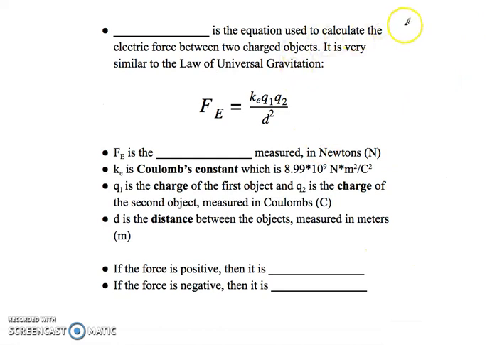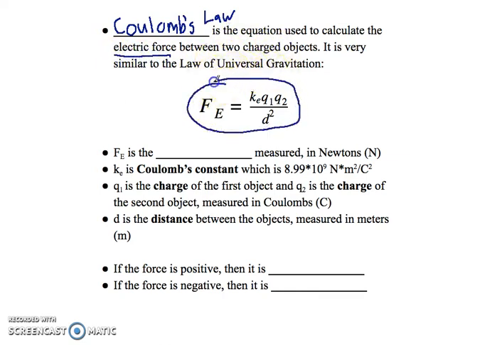Here we go. Just like we had Newton's law of gravitation for gravitational fields, we have another law for electric forces that are a result of an electric field. We're going to call that Coulomb's law. Coulomb's law is an equation used to calculate the electric force between two charged objects. And again, it's right here. It's very similar to Newton's universal law of gravitation.